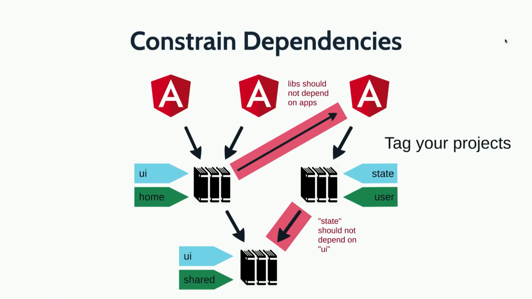I think this is a really good methodology to look at your libraries in two dimensions: what kind of library it is and what it should be used for. And you can create these constraints that say the home page should only rely on home libraries and stuff. Like UI should depend on other UI, but state should not depend on UI. I hope you kind of get it.